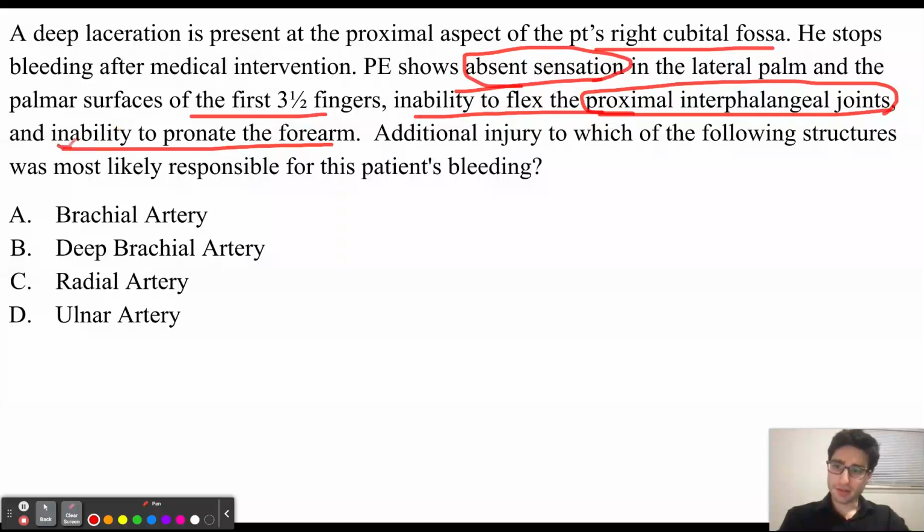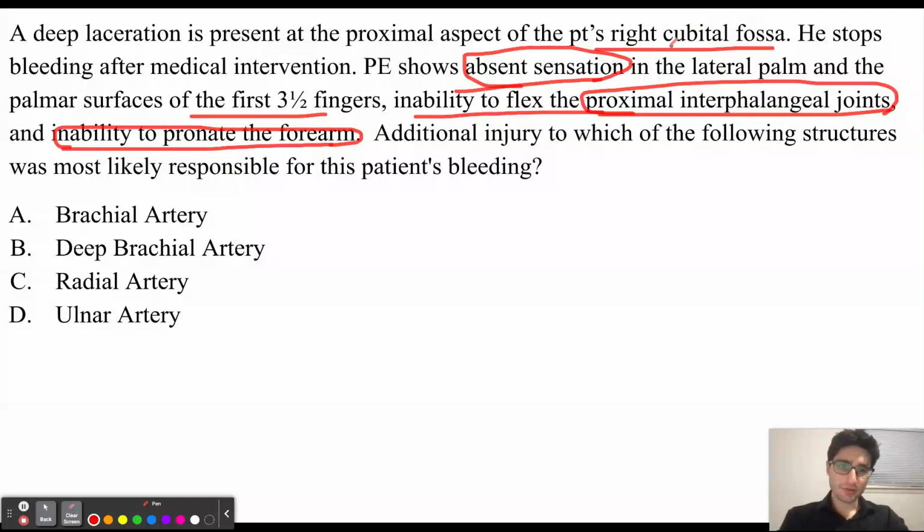The patient has inability to pronate the forearm. Remember that the pronator teres is going to be the muscle that is going to be pronating the forearm, and the median nerve is going to be innervating that muscle. So our patient has a median nerve damage.